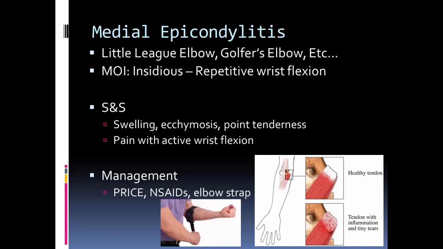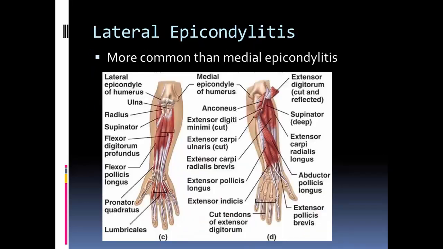Pain usually starts at the medial epicondyle and may spread down to the forearms. Bending your wrist into a flexed state, twisting your forearm, or grasping objects can make the pain worse. You may feel less strength when grasping items or squeezing your hand into a fist. Treatment for medial epicondylitis includes PRICE, NSAIDs, stretching, and possibly the use of an elbow strap, which will change the line of pull of the tendon and thus can help reduce pain.